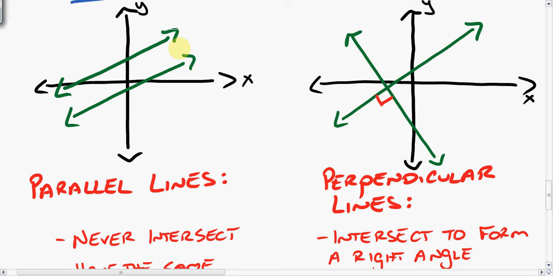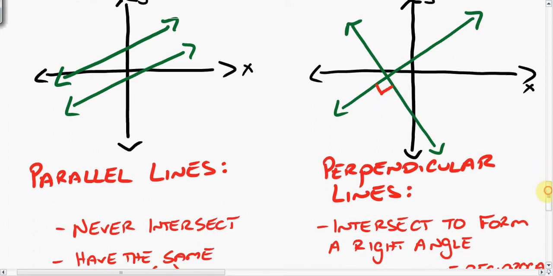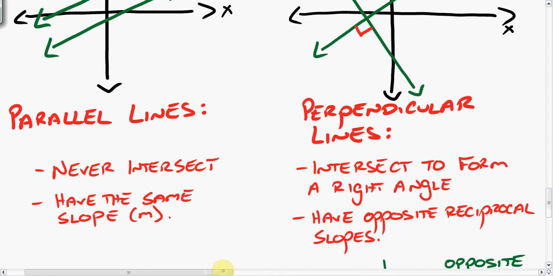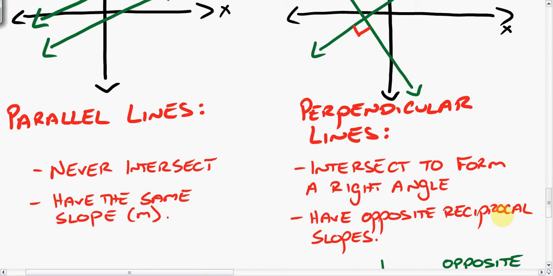Perpendicular lines, on the other hand, do intersect, but they intersect in a special way. Their intersection point forms a right angle. So we can see that down here. Perpendicular lines intersect to form a right angle. And the reason they form a right angle is because they have opposite reciprocal slopes. Let me slide this over a little bit. They have opposite reciprocal slopes. So they have opposite signs. One's always going to be positive, one's going to be negative, and then they're also reciprocals of each other.